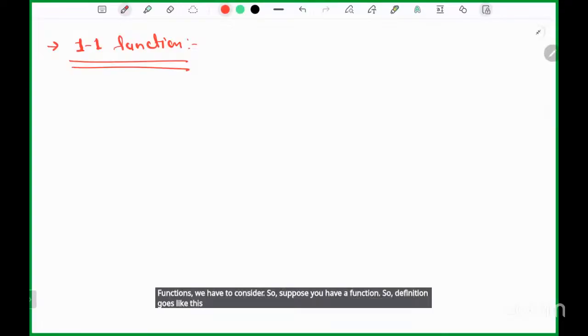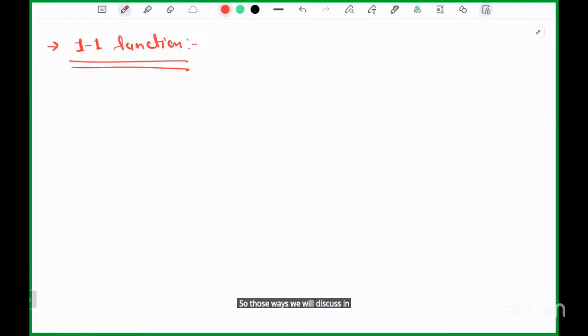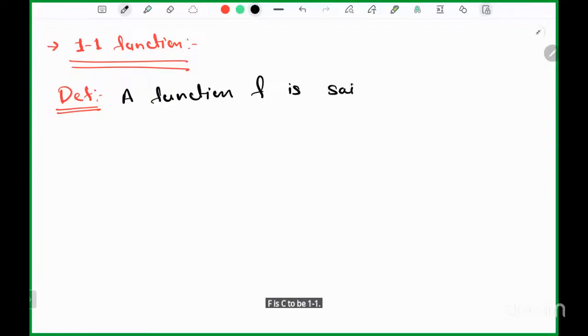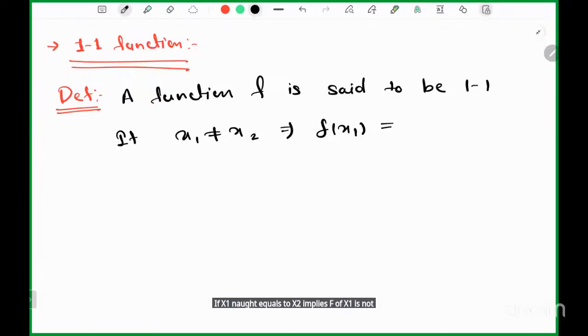There are several ways by which you can check that a function is 1-1 or not. Those ways we will discuss in the meantime, but start with the first definition. So what does the definition of a 1-1 function mean? It says that a function f is said to be 1-1 if x1 not equals to x2 implies f of x1 is not equals to f of x2. This is the definition of a 1-1 function.